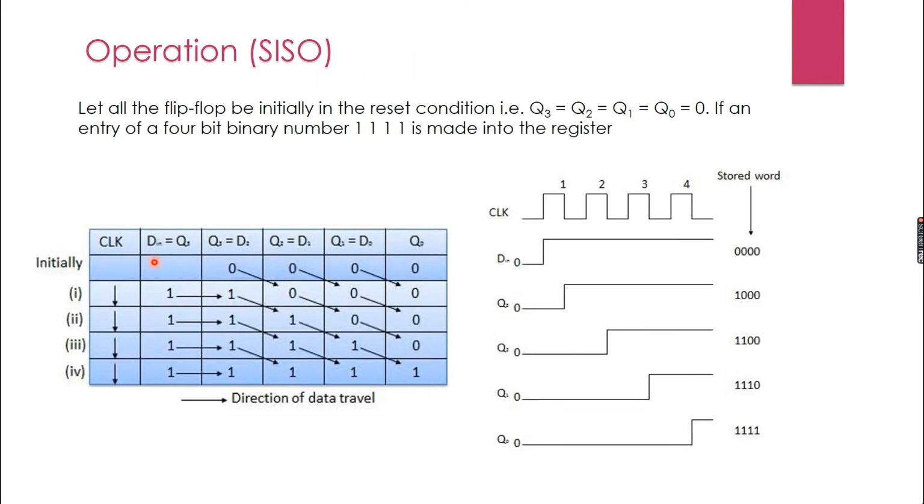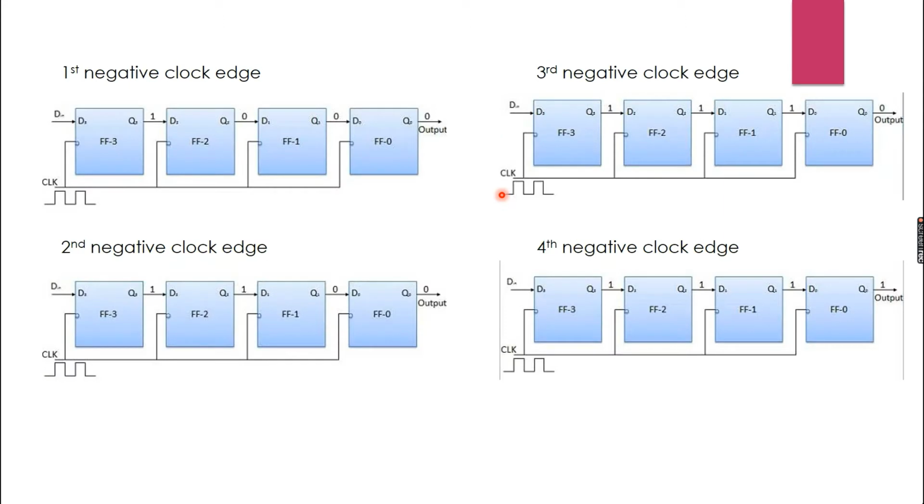Now we will discuss the operation in SISO. Let all the flip-flops initially be in the reset condition, Q3, Q2, Q1, Q0 is 0, and we will give binary input 1111 into the register. After the first negative clock edge, the least significant bit is given as the first input D in, D3 will become 1 because it gets the input, and Q3 will store 1, because we know that when the input is 1, the output is also 1 in a D flip-flop, and when the data input is 0, then the stored data is also 0.